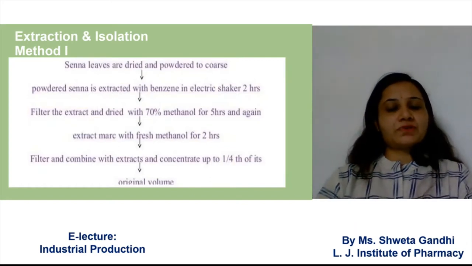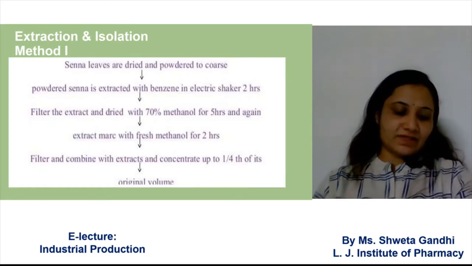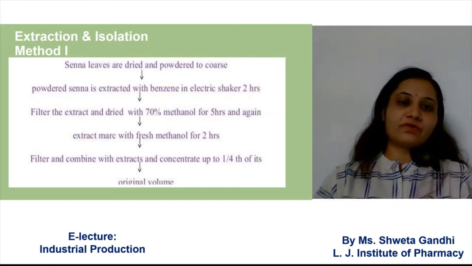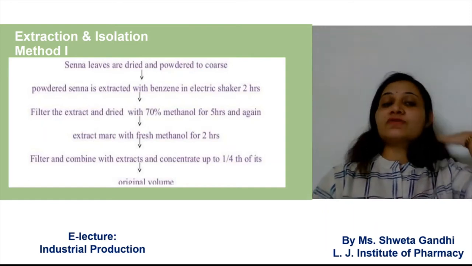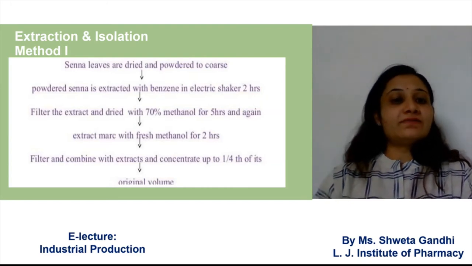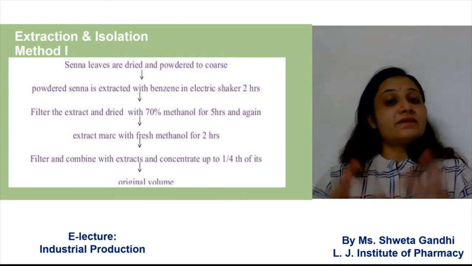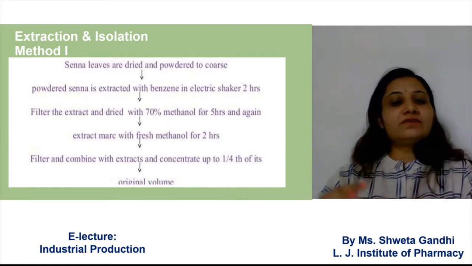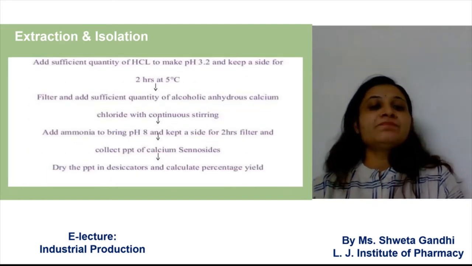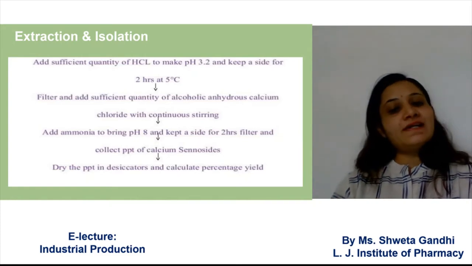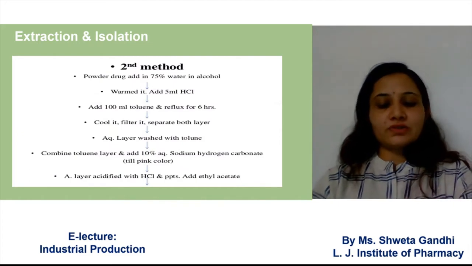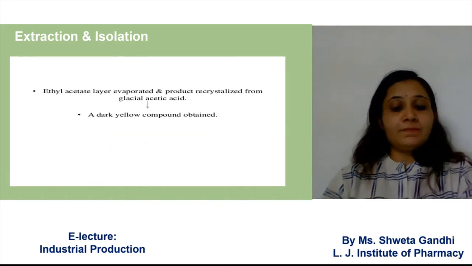Now, the extraction procedure. In every drug, I have given the extraction procedure, with different methods 1, 2, or 3. You can follow any one method for the extraction. For example, in case of Senna, the leaves are powdered, then extracted with benzene, and then extracted with the help of a shaker. The extract is then treated with methanol, and the extracts are combined and concentrated to the original volume, treated with HCl, the pH is maintained, and the precipitate is dried and the percentage yield calculated. The second method is the same, only the solvents are changed in which they are soluble.